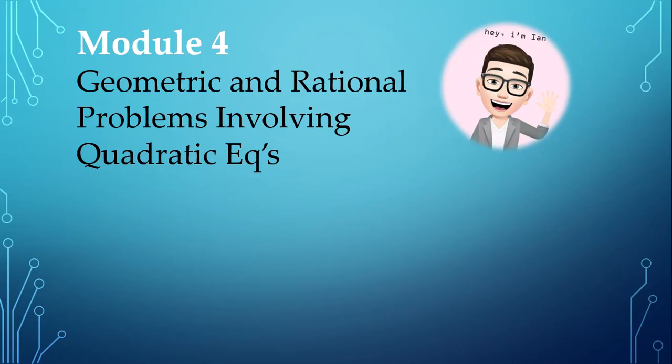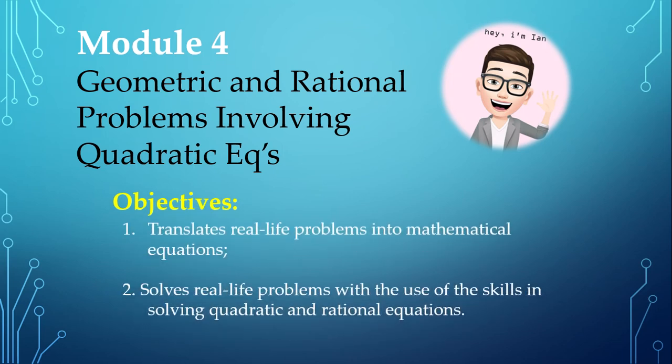Hello, good morning. Once again, welcome back to our offline modality of this Mathematics 9, Quarter 1, Module number 4, Part 2, entitled Geometric and Rational Problems Involving Quadratic Equations. So, we have the following objectives to attain. Again, we will translate real-life problems into mathematical equations, then solve real-life problems with the use of the skills in solving quadratic and rational equations.